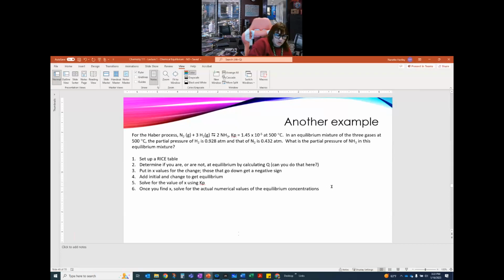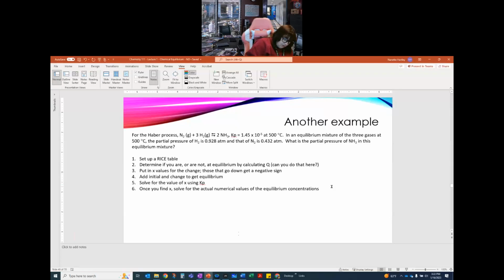In an equilibrium mixture of 3 gases at 500 degrees C, the partial pressure of H2, okay, so it's an equilibrium mixture. This is my R. I'm going to have an I, a C, and an E. And I'm sorry you can't see the top of the table. There's only so many ways I can move this. I haven't been given any information about the initial conditions.